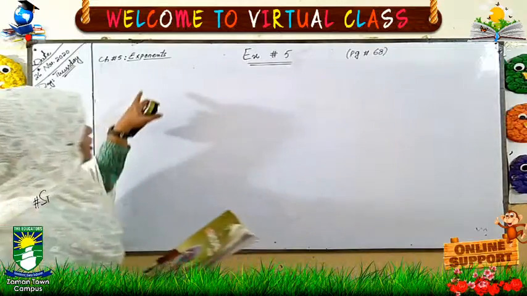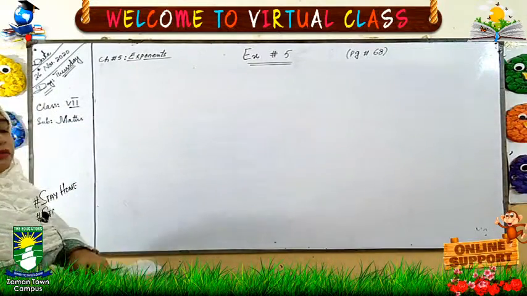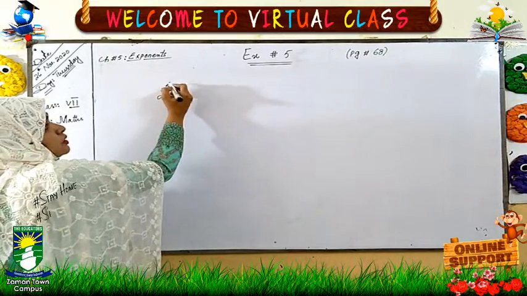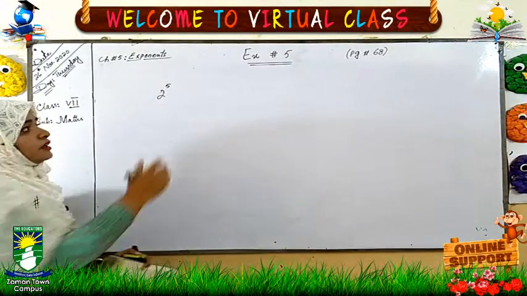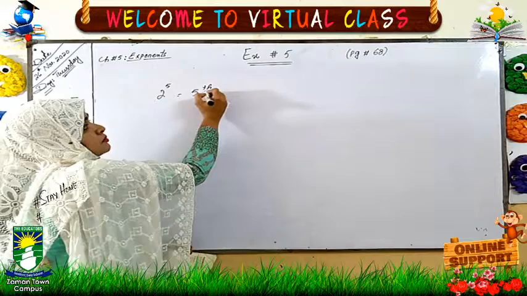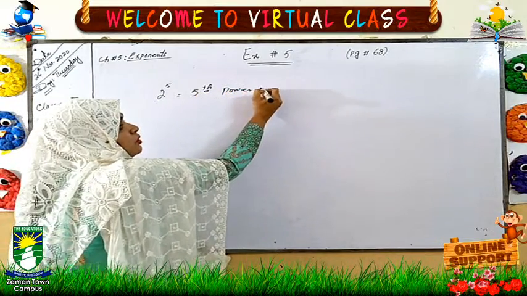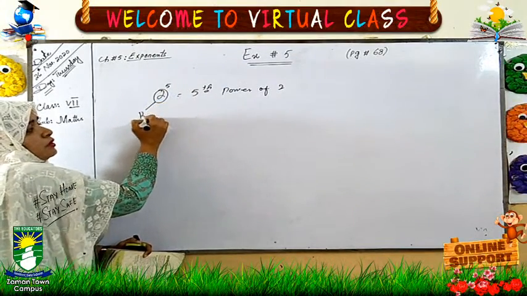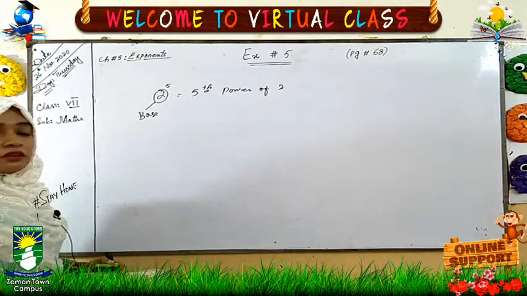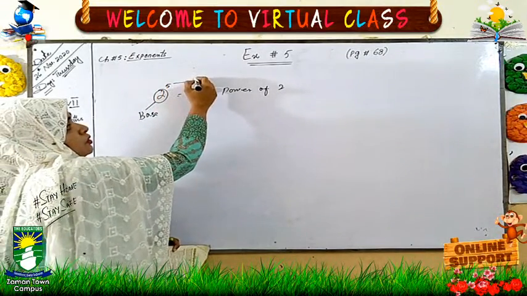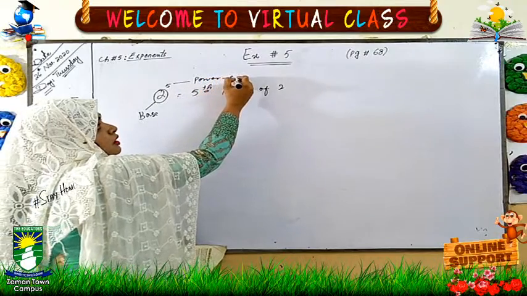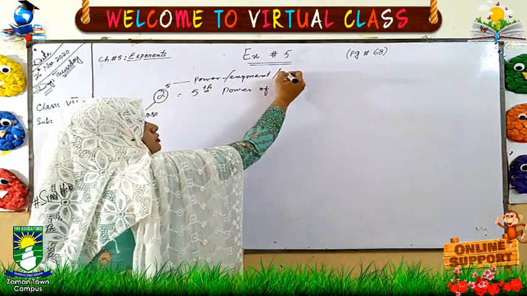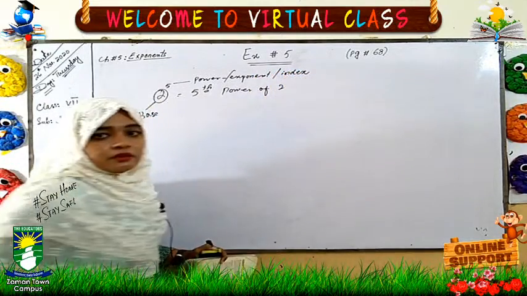Actually, your unit number 5 is about the exponents. What are exponents? If I am writing here 2 to 5, how can I write it? It is the fifth power of 2. Keep it in mind, beta, that this is known as your base, and this one is known as your power, exponent, or index.